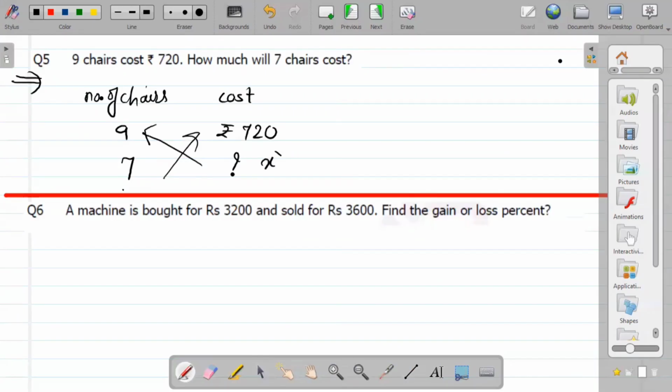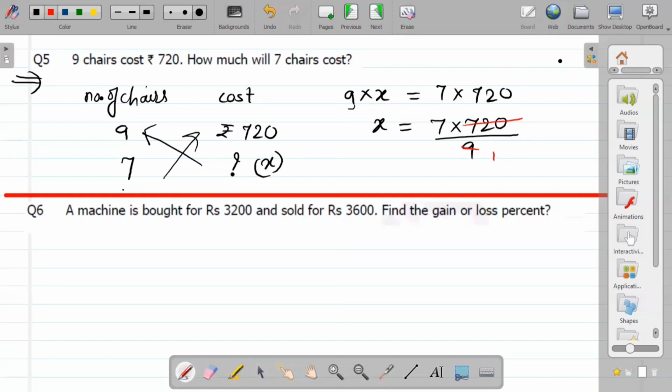So let X be the cost of 7 chairs. So what will be our expression? That will be 9 multiplied by X is equal to 7 into 720. Now we need to find the value of X. So we need to make it alone. Shift this 9 on that side. As 9 is multiplication, whenever it goes to the RHS, it will go in its opposite operation, that is division. Now cutting is possible, as 9 ones are 9 and 9 8s are 72, and the 0 will be as it is.